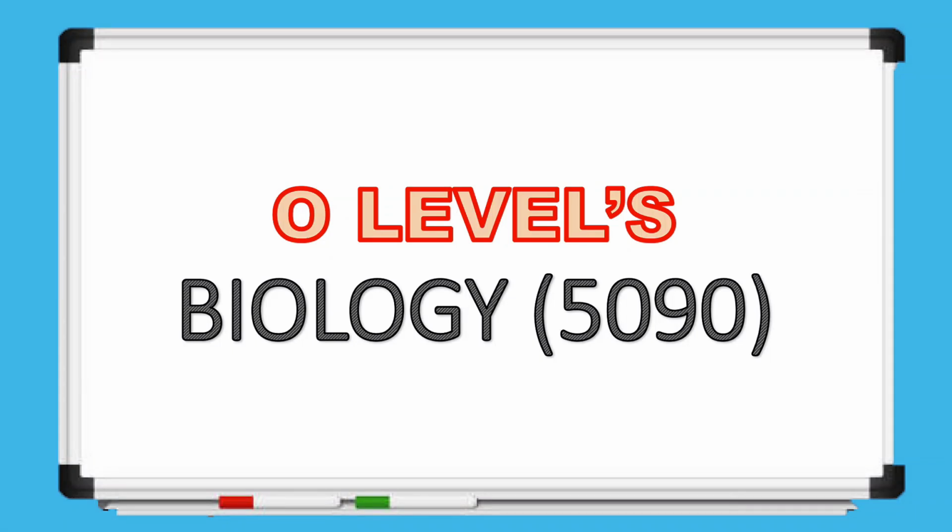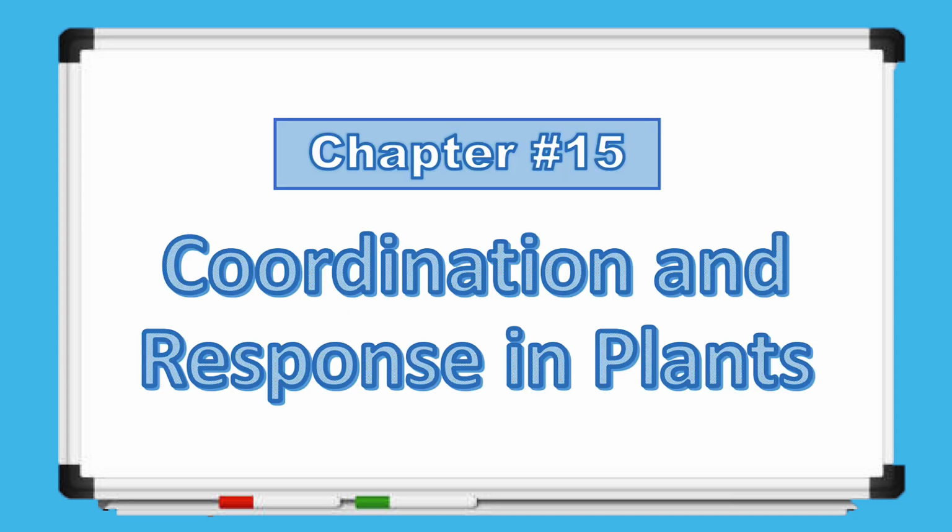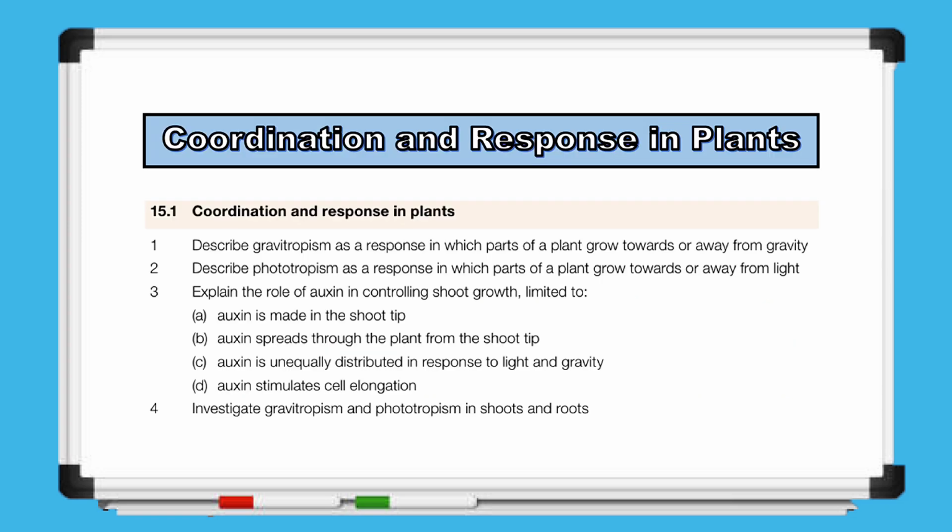We are continuing our journey towards completing O-Level Biology 5090. So far, we have successfully covered 14 chapters, and today we are starting chapter 15, which focuses on coordination and response in plants. The good thing about this chapter is that it is quite brief, as it contains only one unit. We will go through the specification topics of Unit 15.1, Coordination and Response in Plants, step by step.